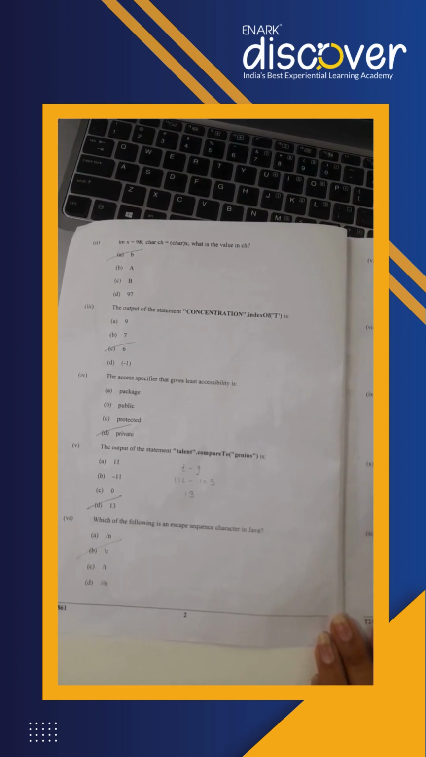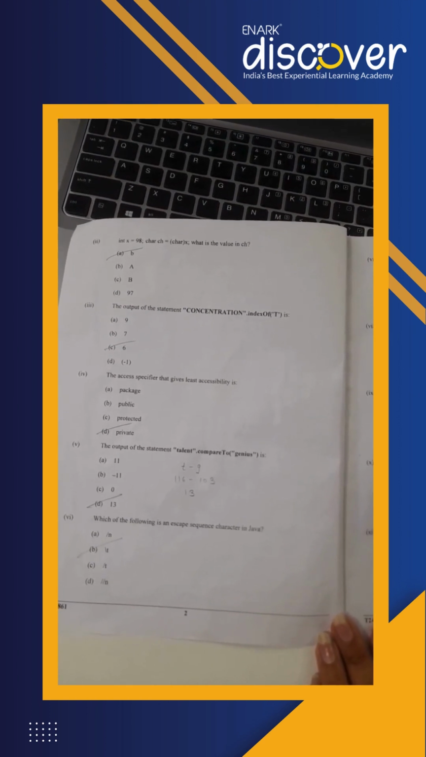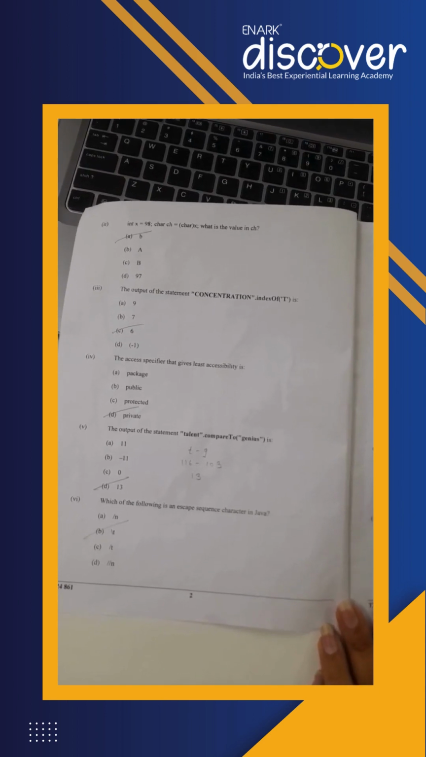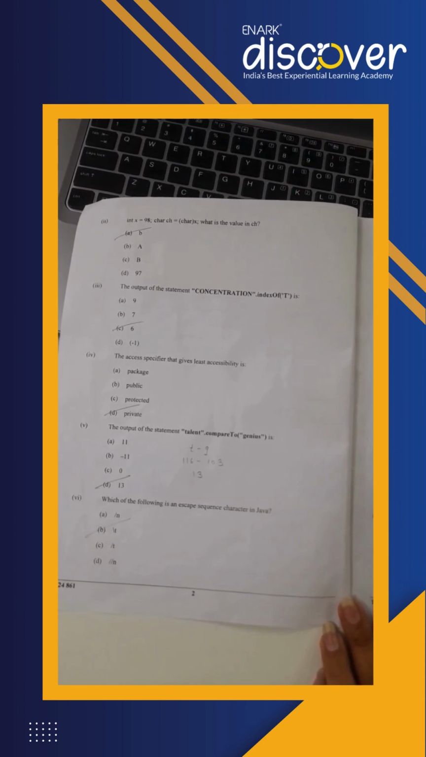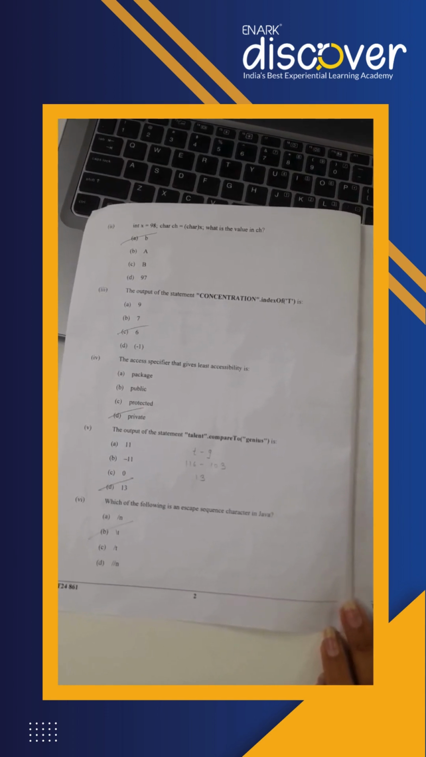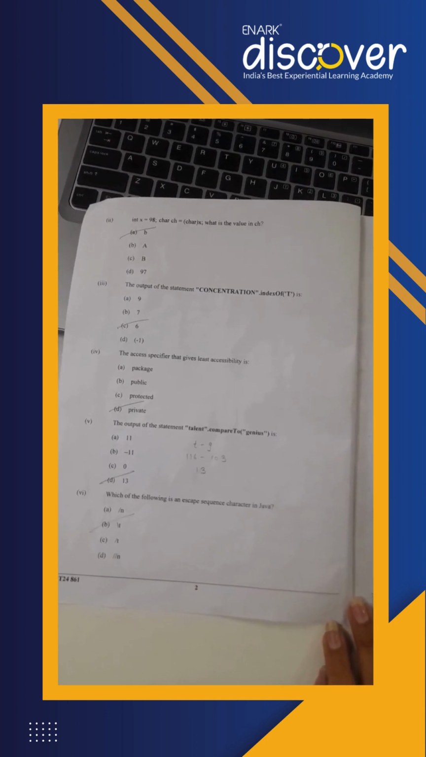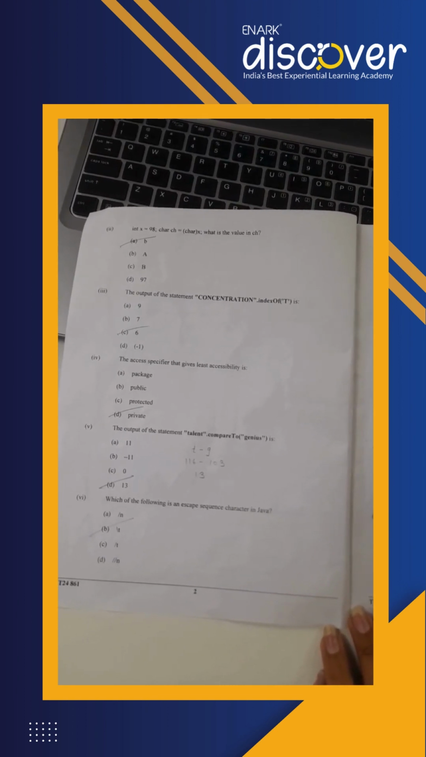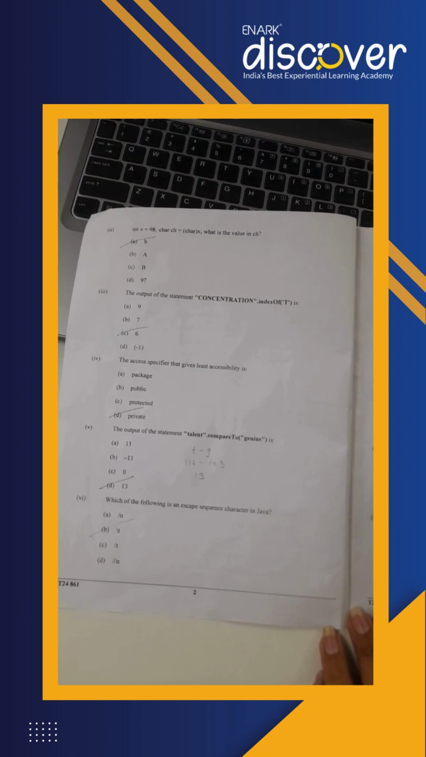Question 4. The access specifier that gives least accessibility is private. The output of the statement talent dot compareTo genius is 13. compareTo gives the ASCII difference.